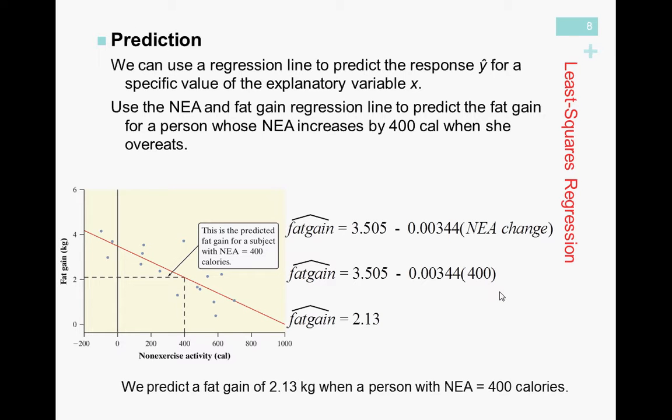And that's just the interpretation right there. We predict a fat gain of 2.13 kilograms when a person has an NEA of 400 calories.